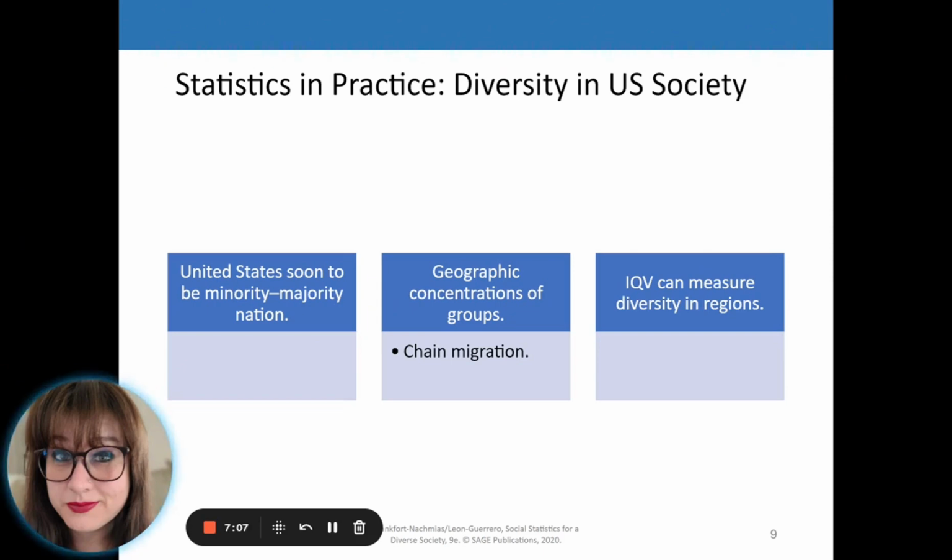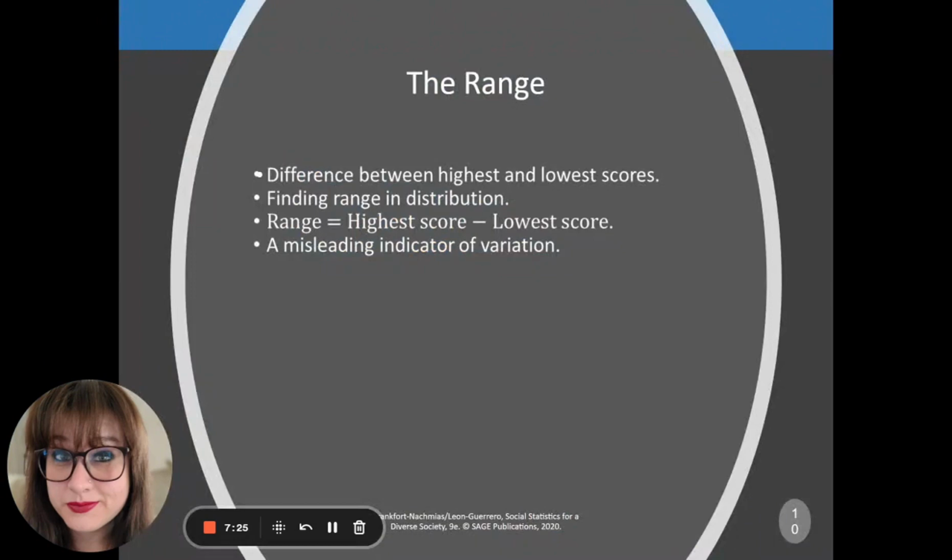And IQV can also talk about diversity in different ranges. We could look at IQV in San Diego. We could look at IQV in National City, in La Jolla, in Claremont. We could look at the IQV in different regions as well as the larger one. So it really does have an important role in terms of the social interactions and statistics involved. Now, the range is another form of variability, and I'll cover that in the next video.